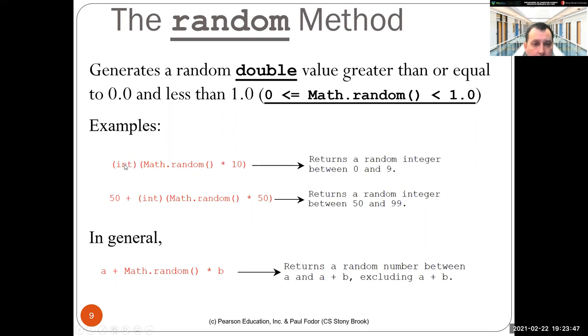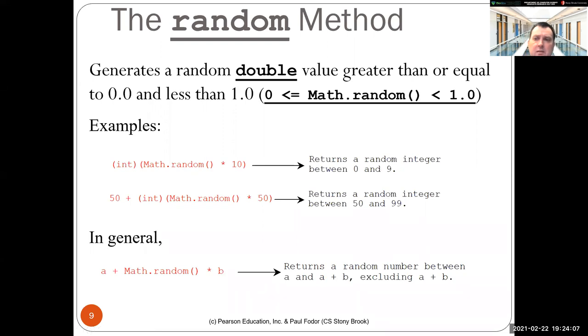of the first expression. In general, if you want a random number with equal probability between A and A plus B, excluding A plus B, you would do an operation like this: A plus math.random multiplied with B.